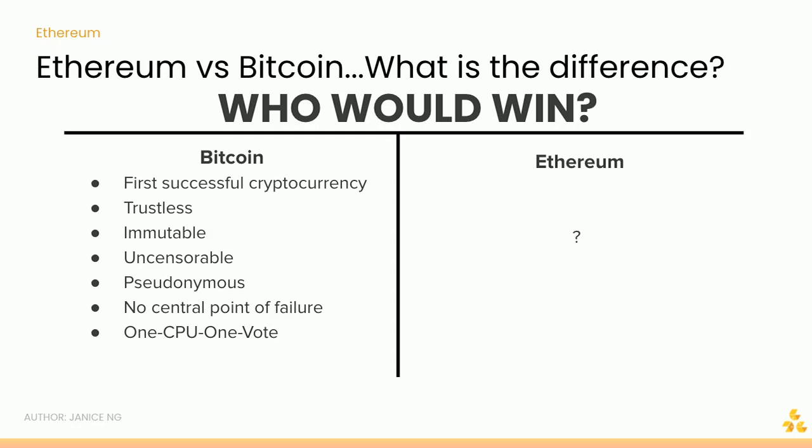So now putting Ethereum and Bitcoin side by side to see the differences and see okay, let's see which one's better, which one's worse. We already went over this, but Bitcoin is the first successful cryptocurrency. It's trustless, it's immutable, it's uncensorable, it's pseudonymous. There's no central point of failure. There's one CPU, one vote, which is the proof of work consensus mechanism. Every unit of computational power that you have translates to one vote in the network.